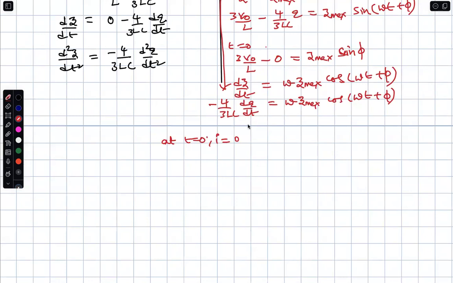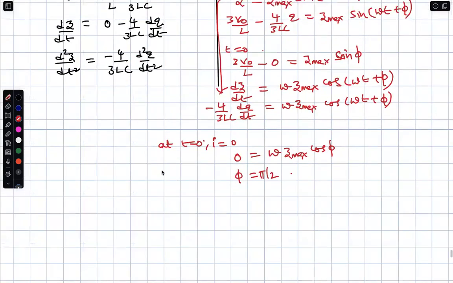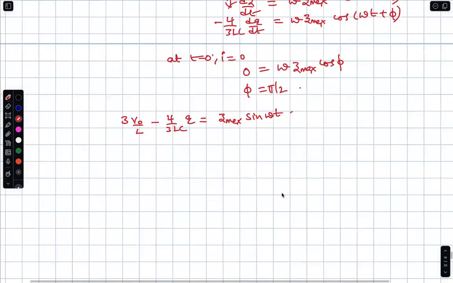Initially current is 0. The entire term is 0, which means 0 is omega z max cos phi, which clearly implies that z max is a non-zero term. The entire 0 is because of cos phi. So phi is equal to pi by 2. Which means I have understood the equation properly now. The equation is 3V naught by L minus 4 by 3LC Q is z max times sin omega t. Good, so I got the equation.